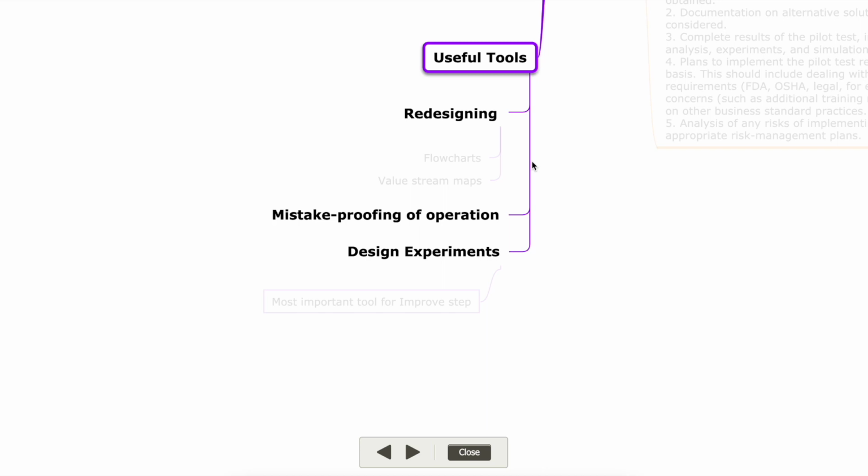And the design experiment is the most important part of the improve step. So we have to design experiments in order to improve the step, in order to provide the solution for the given problem.